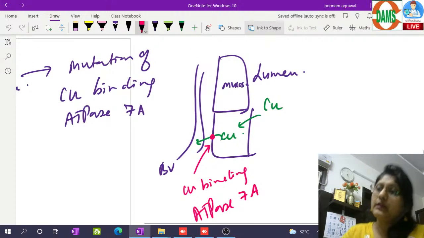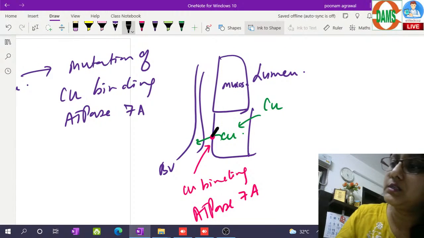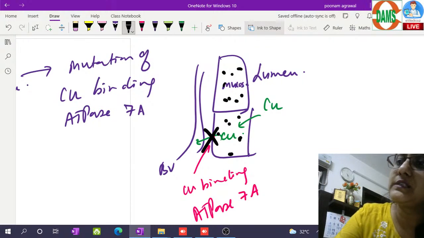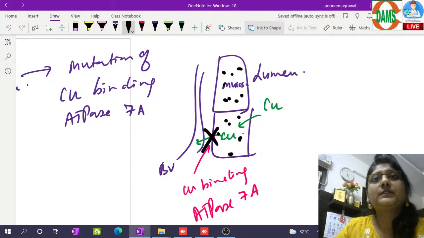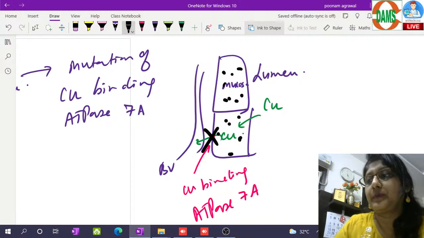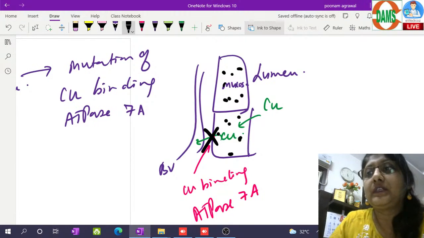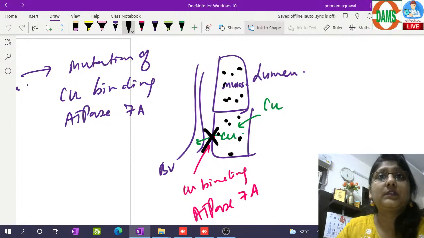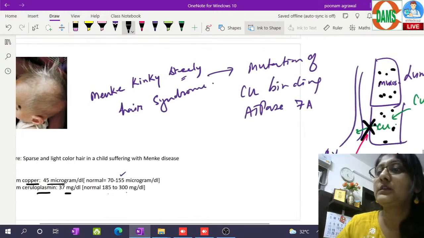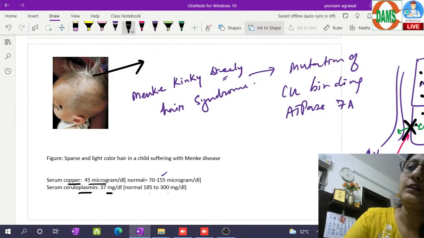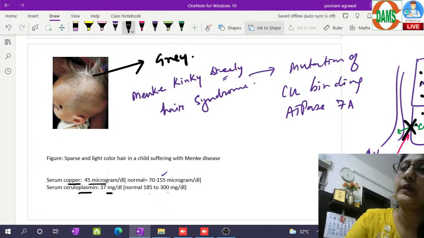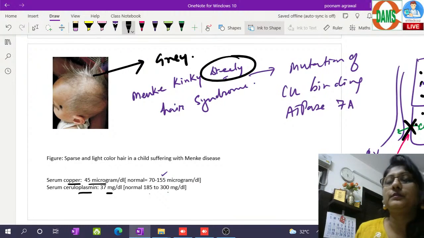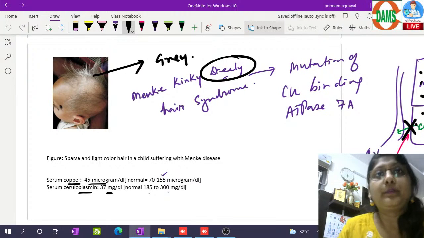And when this is mutated, the GIT mucosa is loaded with copper, but it is not absorbed into blood vessels. So blood vessels will not have copper, the various systems, the liver, the organs will not have copper, and an absolute deficiency of copper will be there. Tyrosinase enzyme, which needs copper for making melanin, will not act, because it says only when there is copper will I act. So because of that, graying of hair and light skin. That is why the name of the disease is steely hair syndrome. This is due to absolute lack of copper.